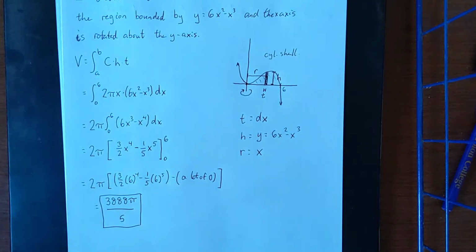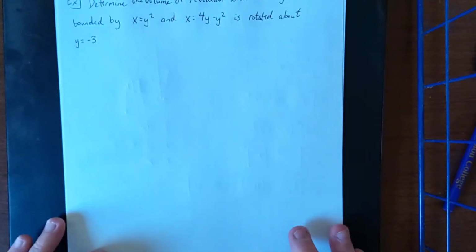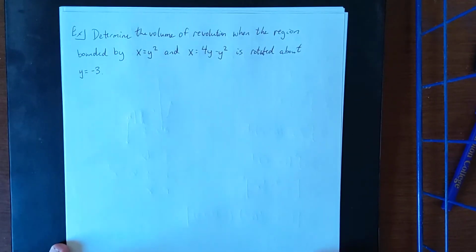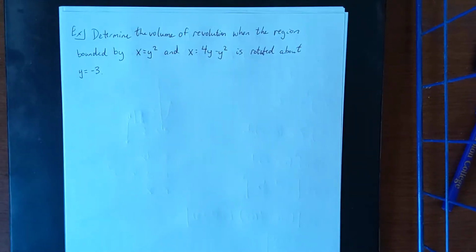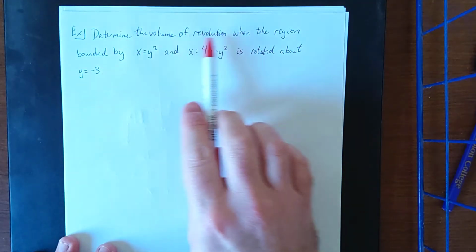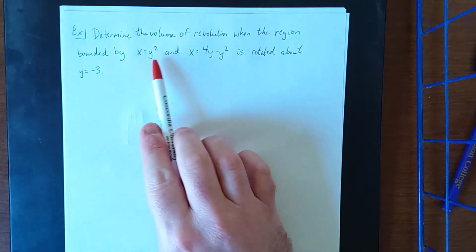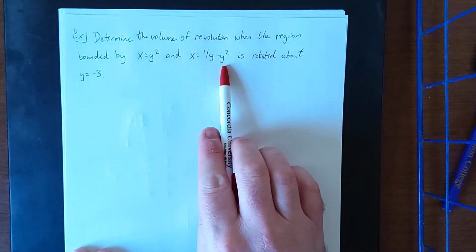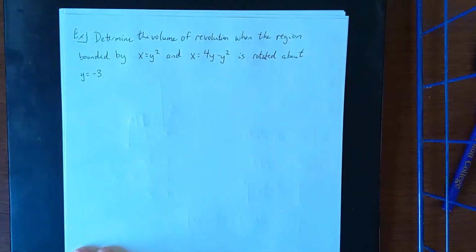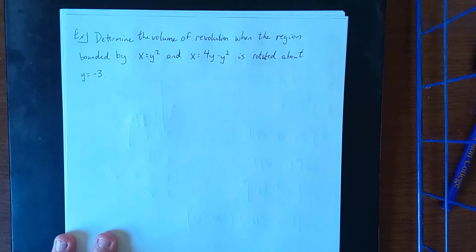Well, that one didn't seem too complicated, so I guess we better make it more complicated. So here's a more complicated example, when the axis of revolution is not simply one of our two axes, the x-axis or the y-axis. So I'd like to determine the volume of revolution when the region bounded by x equals y squared and x equals 4y minus y squared is rotated about y equals negative 3.